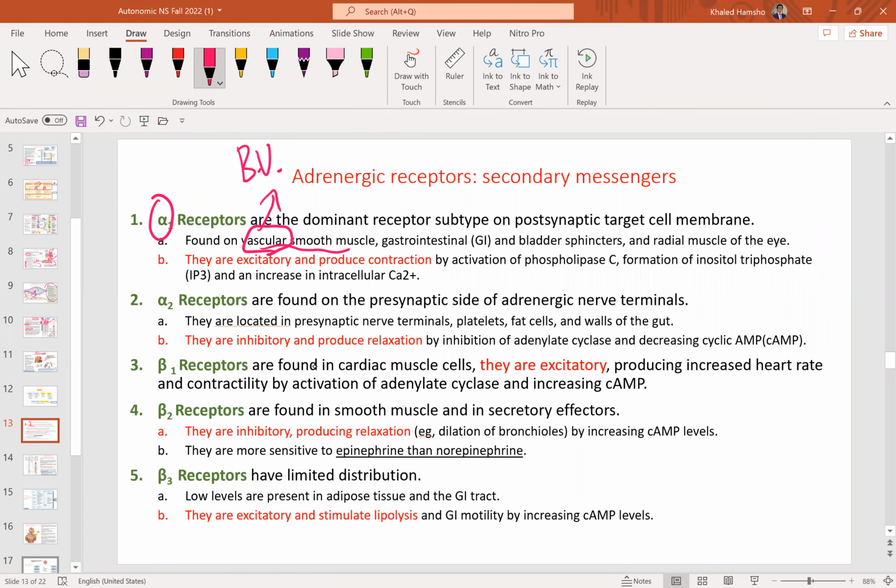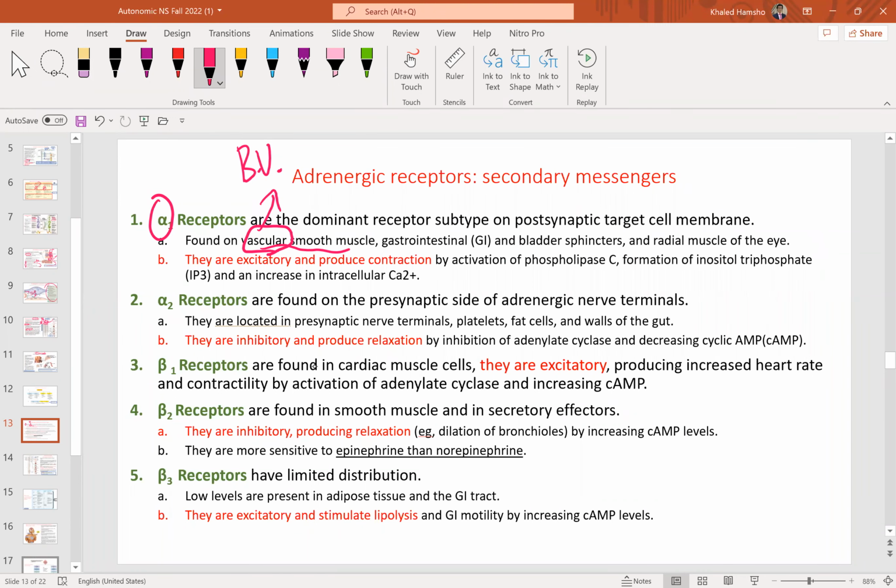But what you need to know is that it works through the phospholipase C, calcium, IP3 pathway, if you remember that. It's not through cyclic AMP. It's through the other pathway. Alpha 2, as we mentioned, are inhibitory and produce relaxation. We said they are on presynaptic nerve terminals. They're also found elsewhere, but those are very minor. You don't need to know them. Just know that they're found on presynaptic terminals.